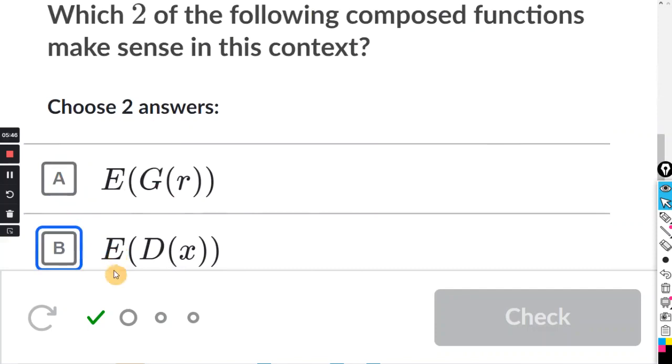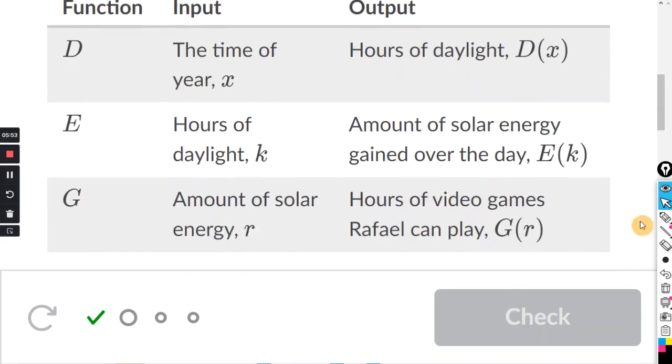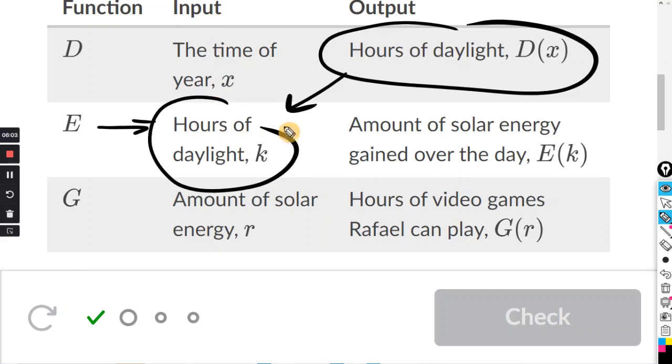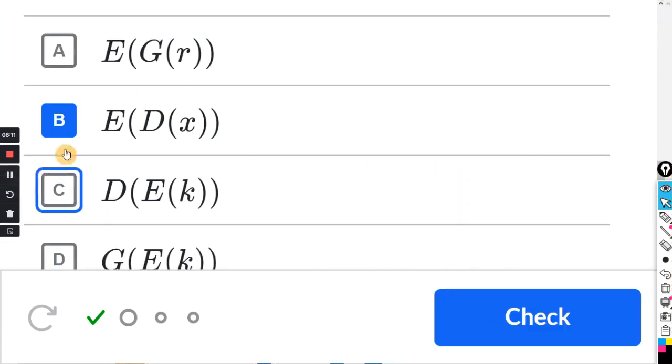Let's see, E of D of X. We take D of X and plug it into E. All right, the output for D of X is right here. And here's E. Can we plug it into E for the input of E? Hours of daylight, that checks out. Answer B makes sense. All right, click B, moving along.